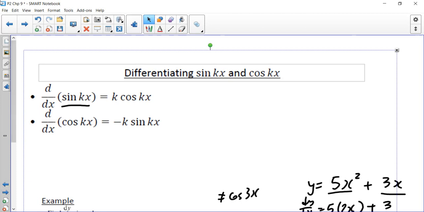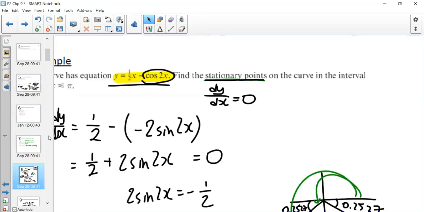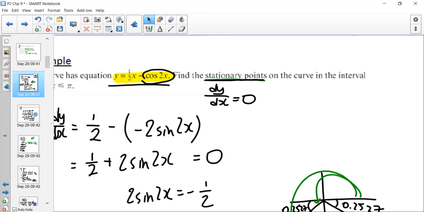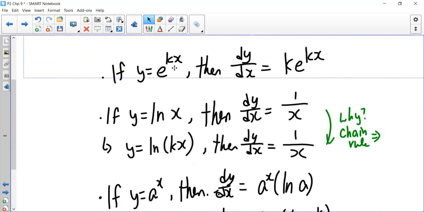Then in 9.2, we learned more differentiating results, which we call derivatives, the exponential and logarithms. Differentiating e to the power of kx will give us k e to the power of kx. Differentiating ln x or ln kx, they're both 1 over x. Now I mentioned why they're the same. We're using the chain rule, but we'll see it today.